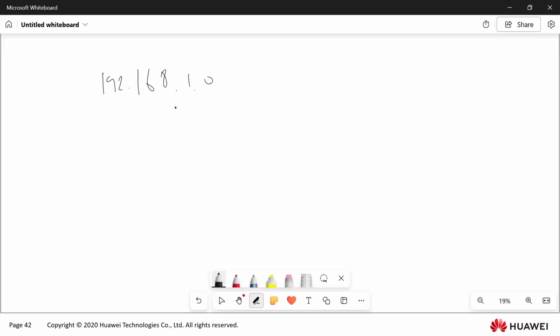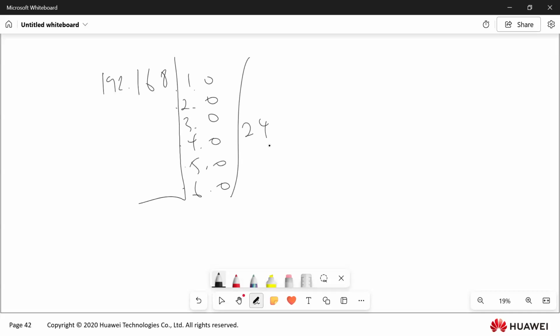192.168.1.0, then .2.0, .3.0, .4.0, then .6.0. We can see what we have now. No problem, /24. Right, now we see the difference. The third octet now goes 1, 2, 3, 4, 5, 6.